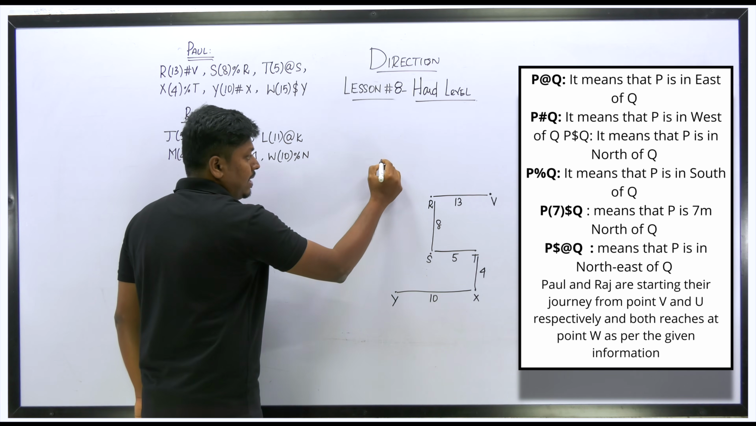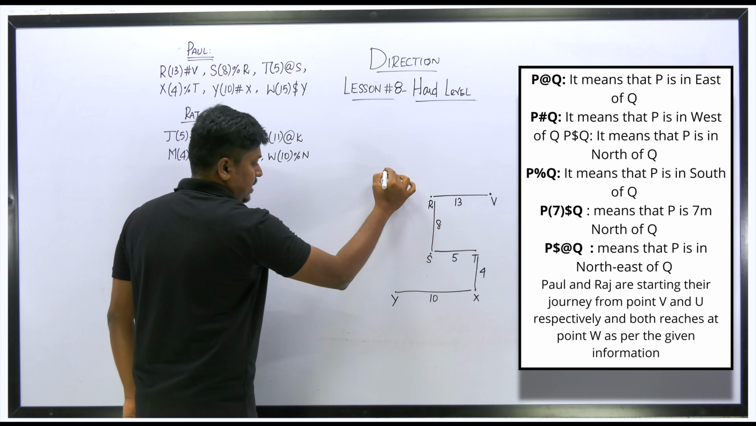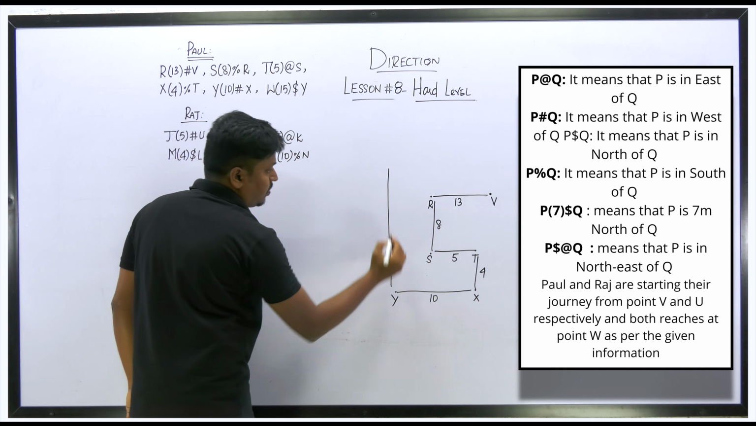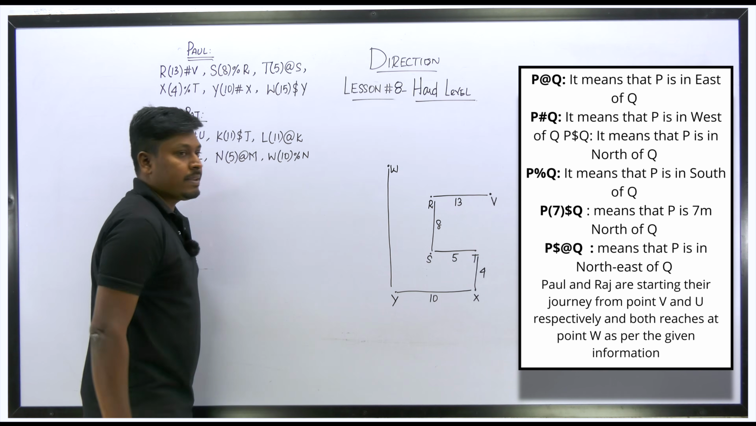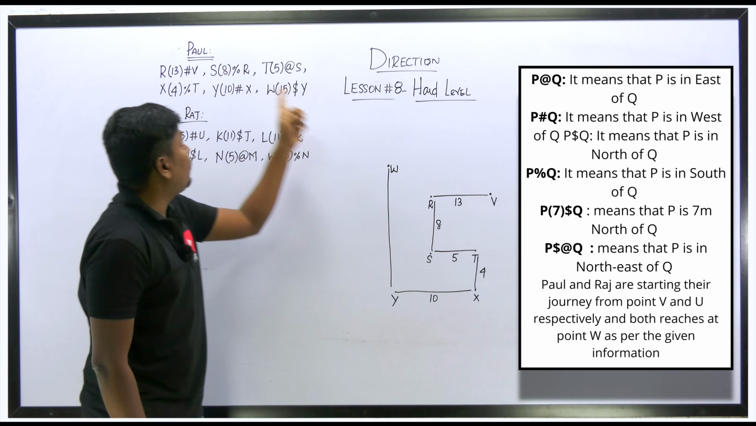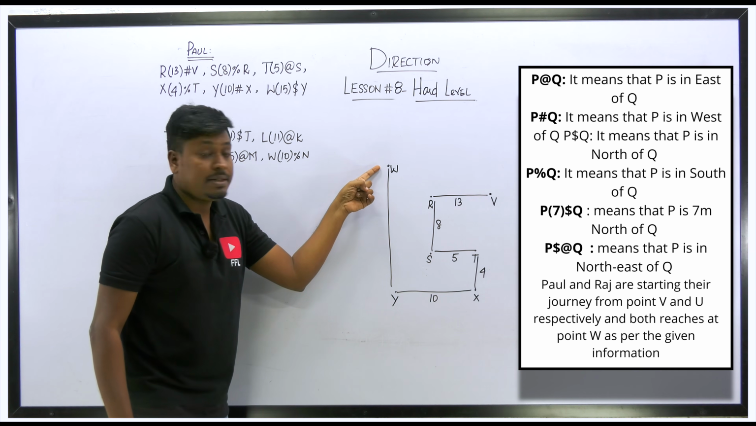So total will be 12. But they are saying that Y north 15 meter is W. So we can say somewhere around this point, this will be W. Just listen here. This is the starting point for the person Paul, right? And W will be the ending point for the person Paul.